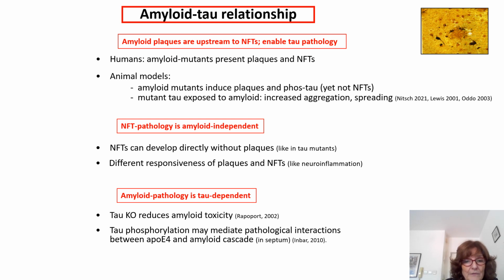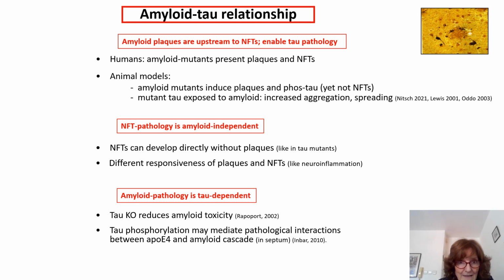Another aspect of the relation between tau and amyloid is that tau pathology is amyloid independent. Tangles can develop directly without plaques, like in tau mutants, and also there is different responsiveness of plaques and tangles, like in neuroinflammation, which can reduce plaque but enhance tangles, and also in responsiveness to nicotine.